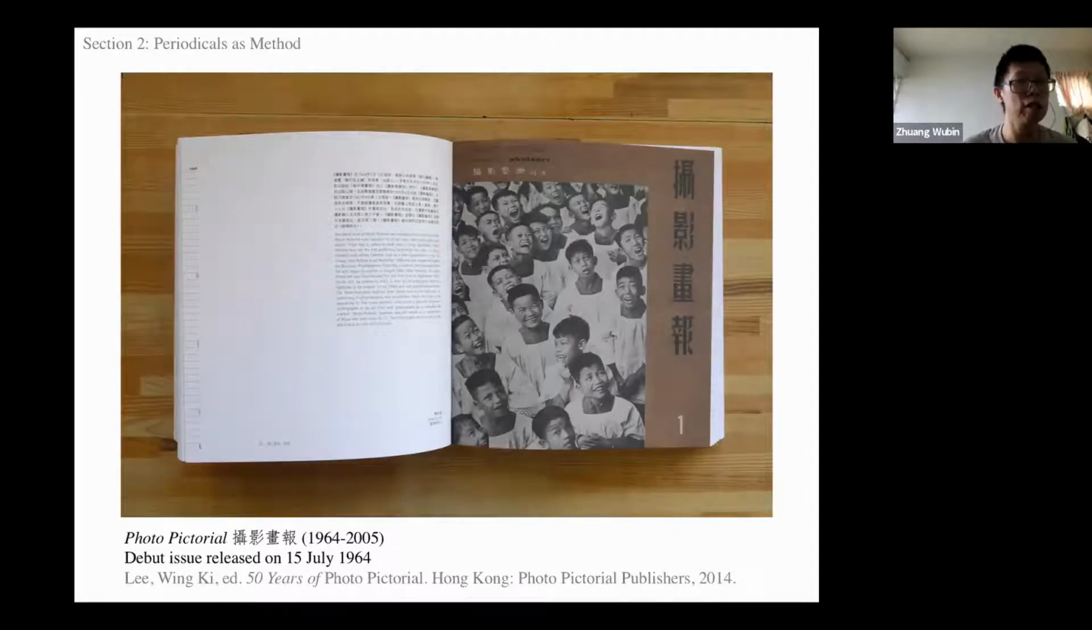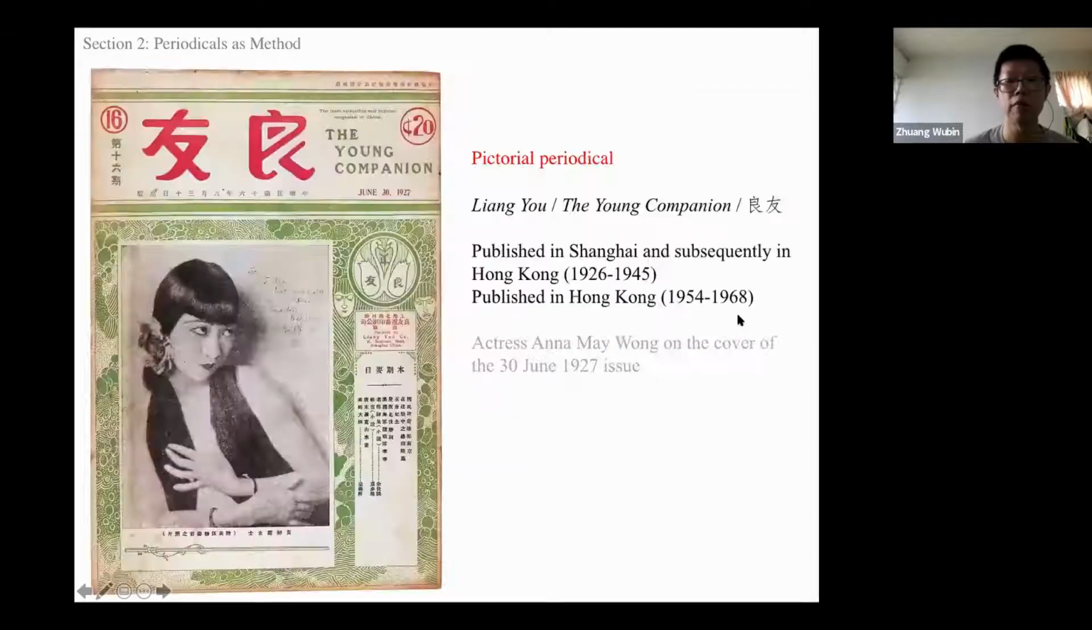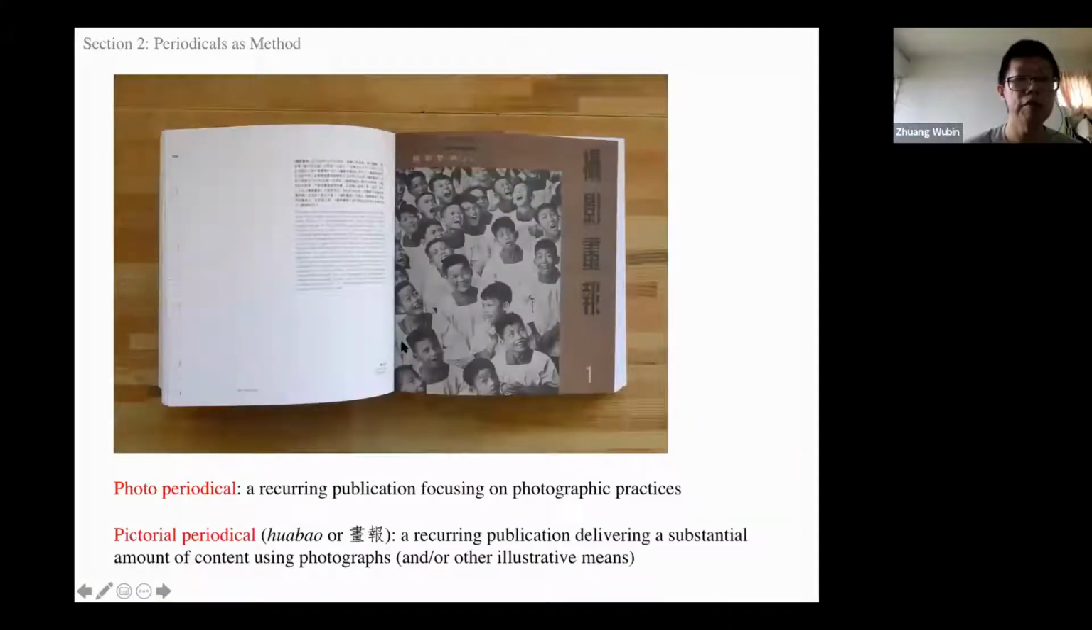I'm going to talk a little bit more on these periodicals later in the presentation, but I want to just say that in my work, I typically differentiate between 2 types of periodicals. One is what I would call a photo periodical, which is a periodical that primarily reports on photographic practices. And there's a second kind of periodical that I'm also interested in, but I have not really dealt with in the report.